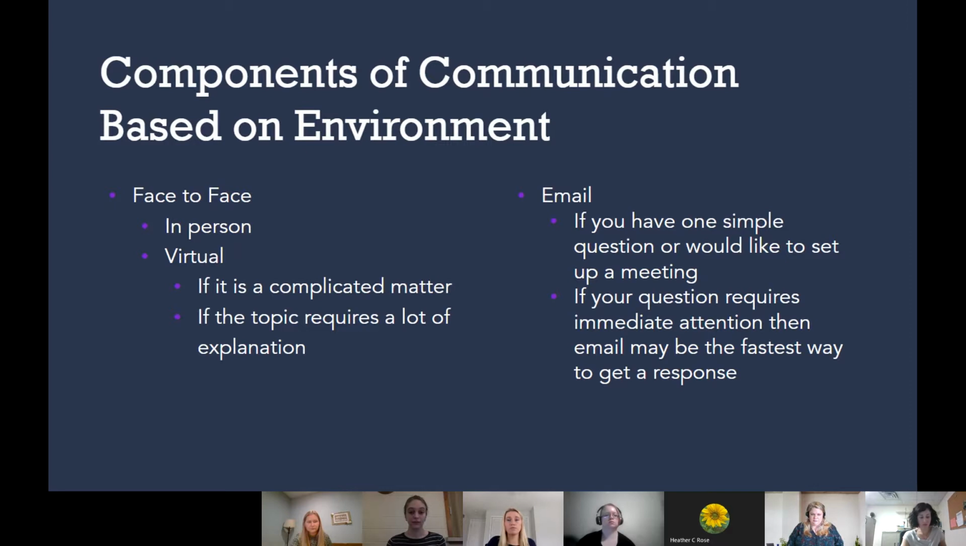Okay, so here are some different parts of communication based on the environment. We have face-to-face, virtual, and email. So setting up a face-to-face at the beginning of the semester is never a bad idea. This way the professor can put a face to your name, and you can discuss all your accommodations in person instead of through a long chain of emails. An email would be more appropriate if you have maybe just one or two questions, and if you have something that requires immediate attention.